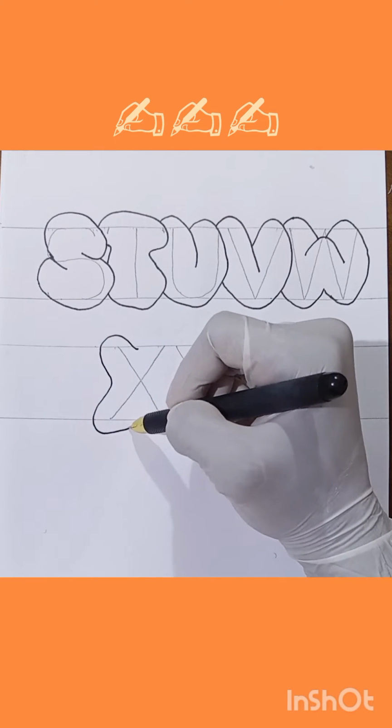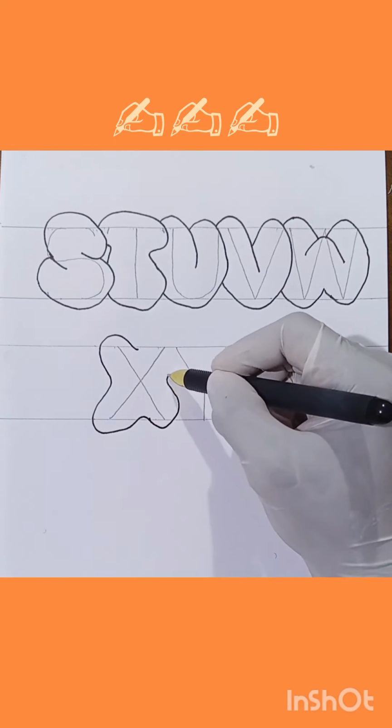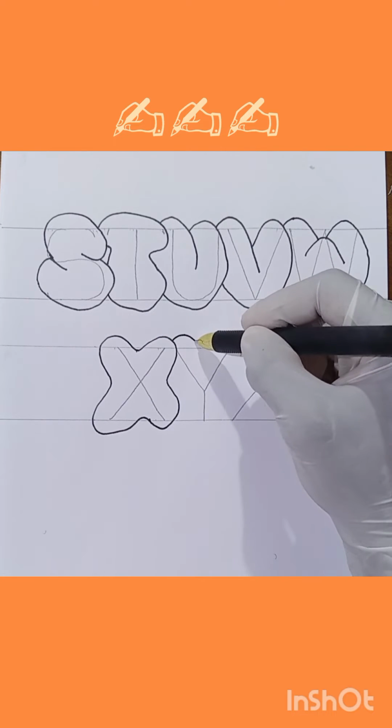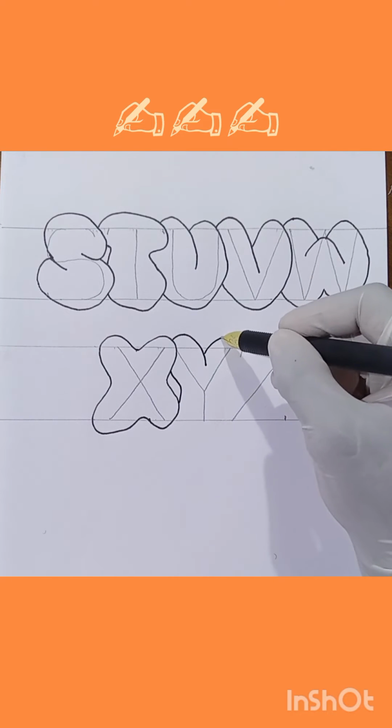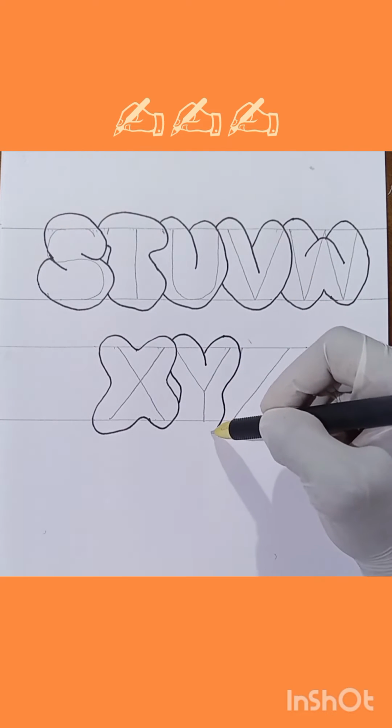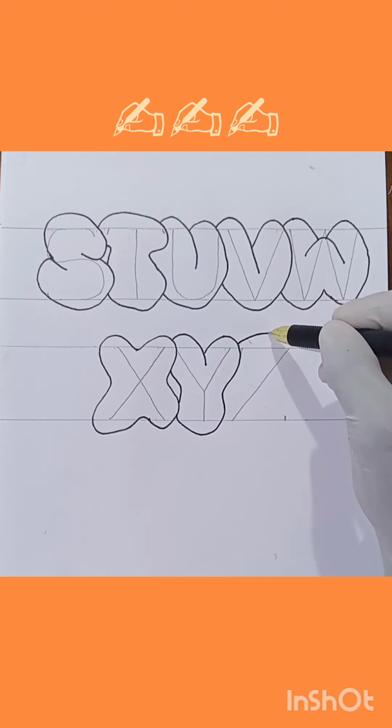X is two diagonal lines crossing in the middle. I will make them thick and curvy. Y starts like a V, then drops a line straight down. Keep it soft and round like a wishbone.